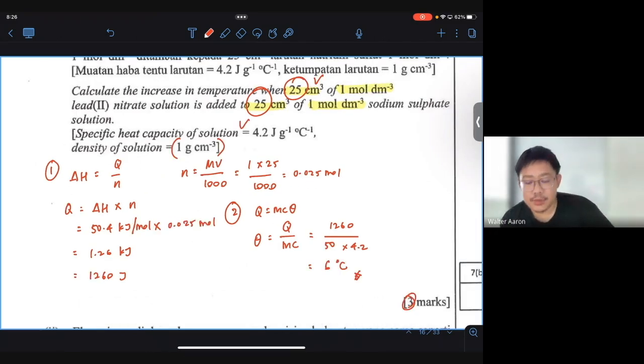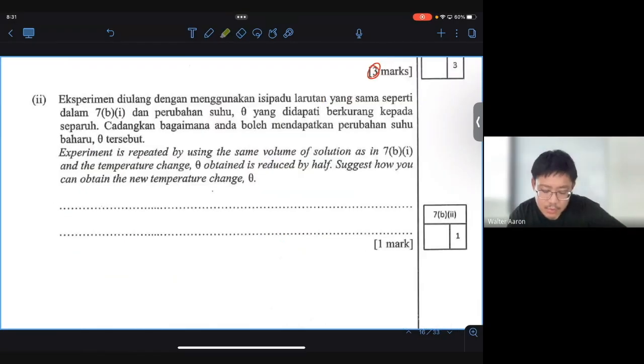Right, so it's 50. Because now you want to reduce the temperature by half. This is for those of you who are still confused. What this question is trying to say is very simple. It says, I want to get back the same amount of energy release, but somehow my temperature change is half. So from 6 degrees Celsius, it becomes 3. So if the temperature change is half already, how else can we increase another factor so that we get back the same amount of heat being released?